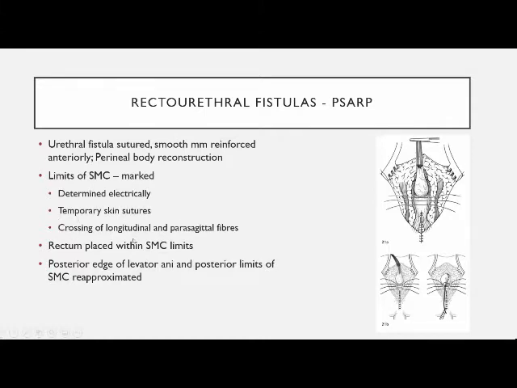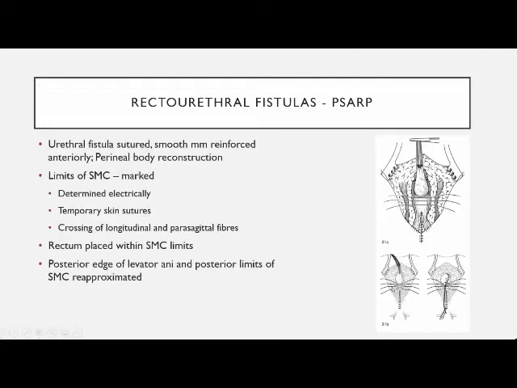The crossing of the longitudinal and parasagittal fibers in the depth will show the limits of the sphincter, usually marking the limit of the sphincter muscle complex. The rectum is placed precisely within the sphincter muscle complex limits. The posterior edge of the levator ani and posterior limits are reapproximated posteriorly, as shown here.